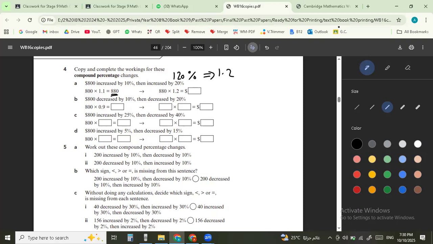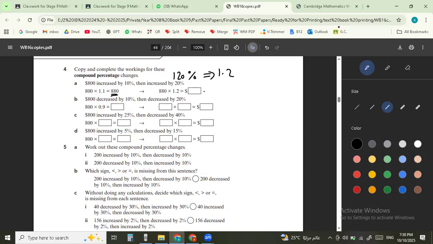That's going to give you the answer over here. I'm not here to do the multiplication with you. I'm here to explain to you the strategies and the techniques and the steps. You can just multiply 880 by 1.2. It's going to give you the answer that is mentioned there in the answer key.